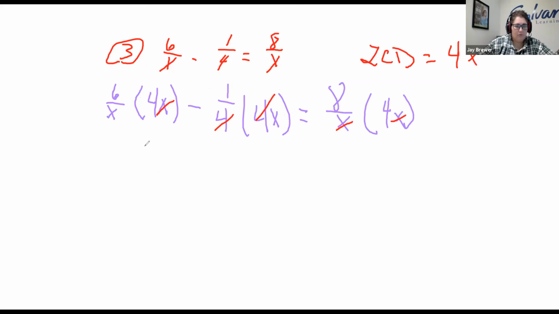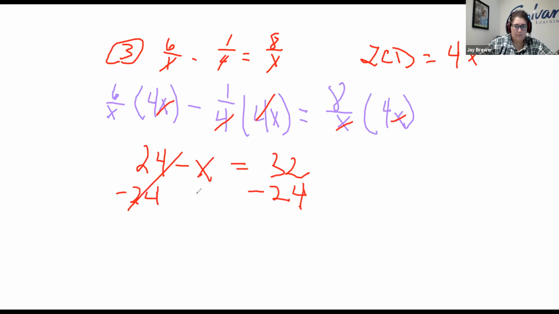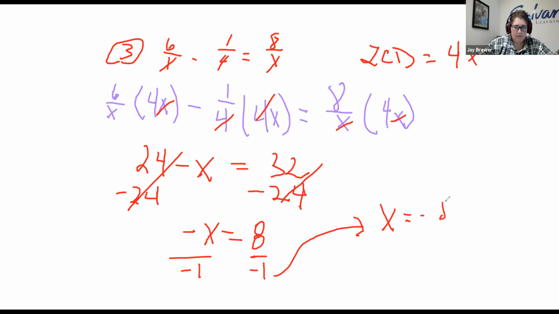So we're going to end up with 24 minus x equals 32. Subtract 24 on both sides. We get negative x equals 8. Divide both sides by negative 1. X equals negative 8.